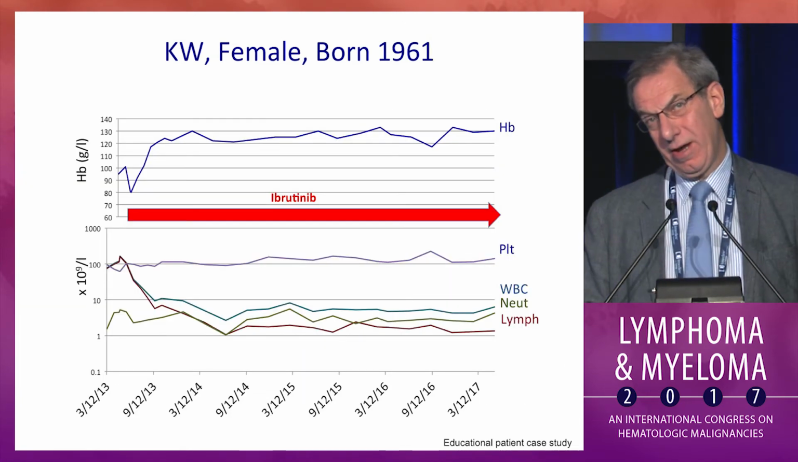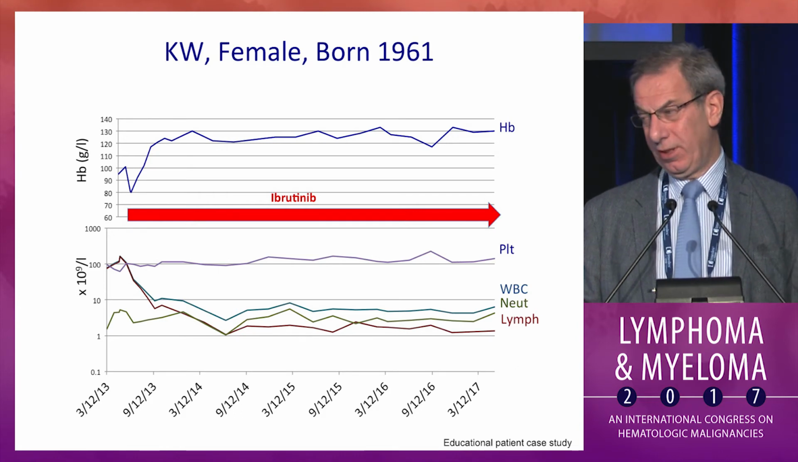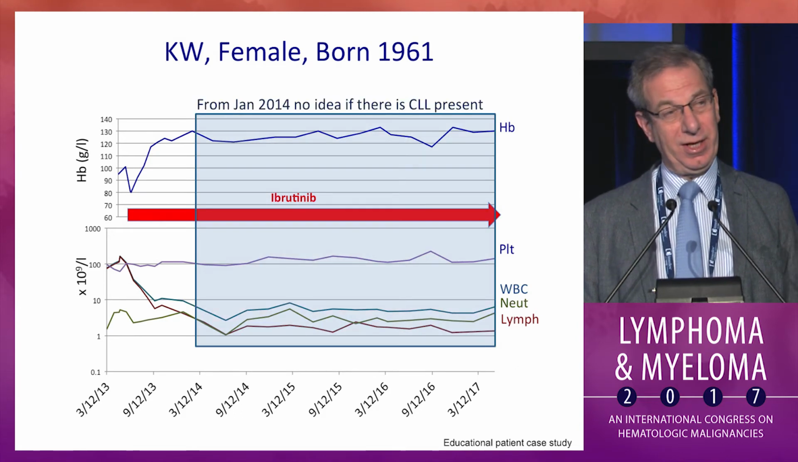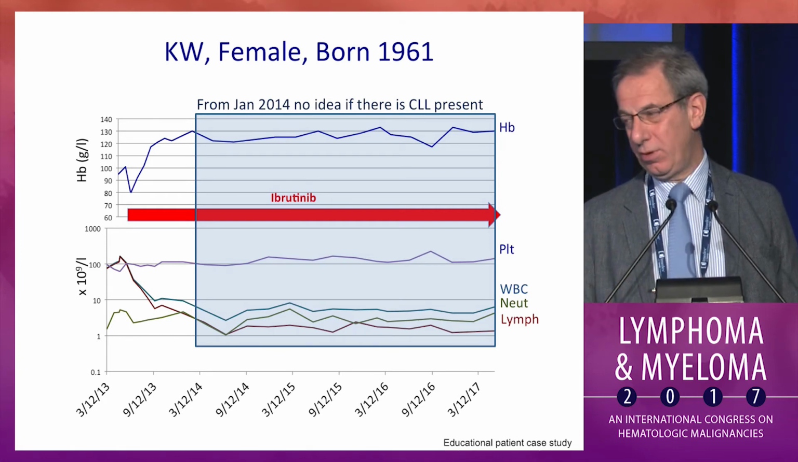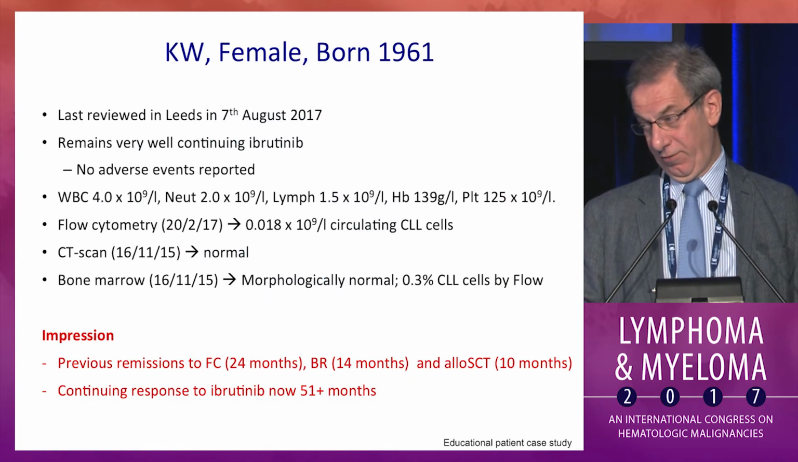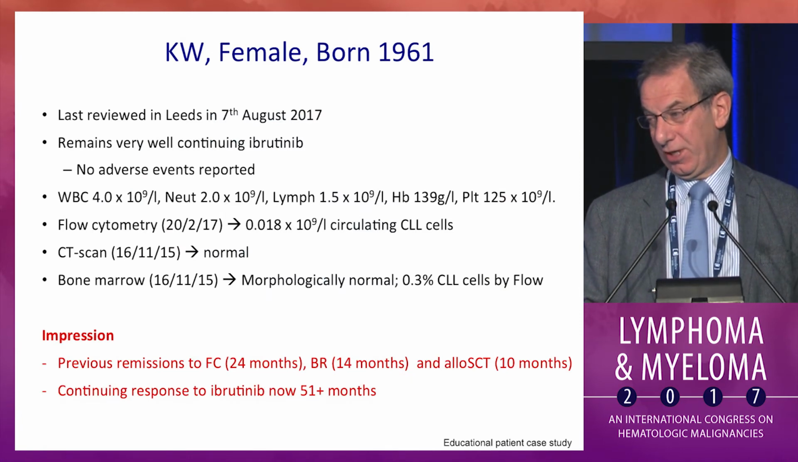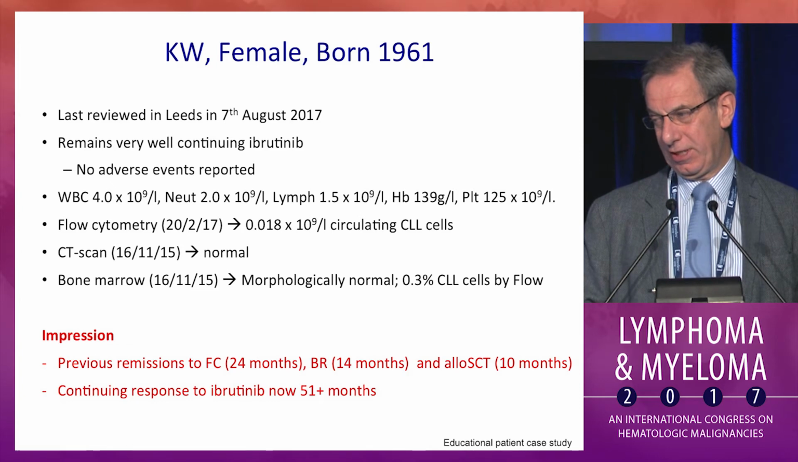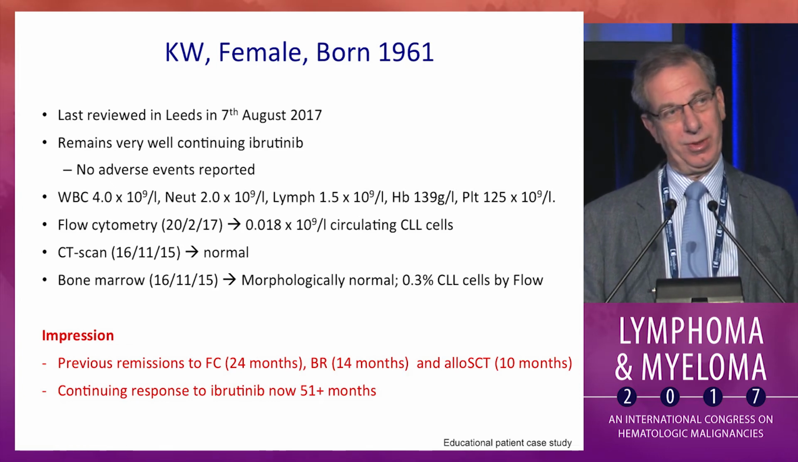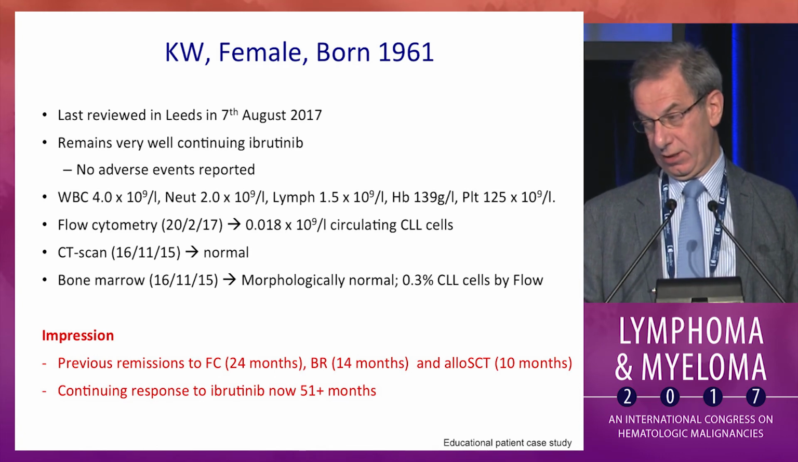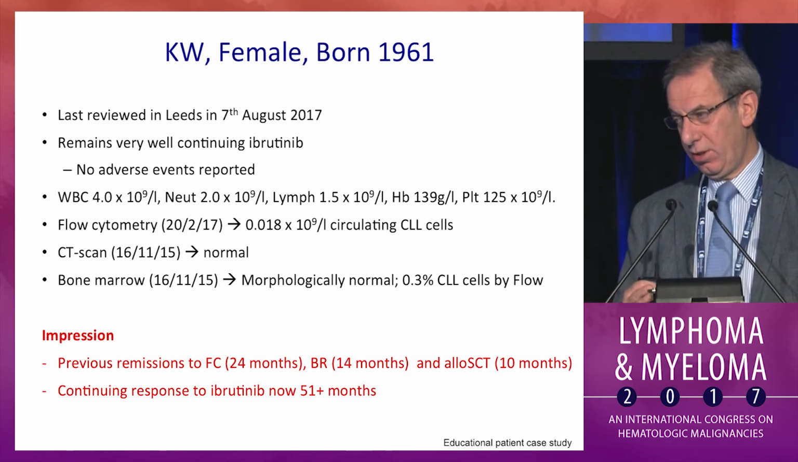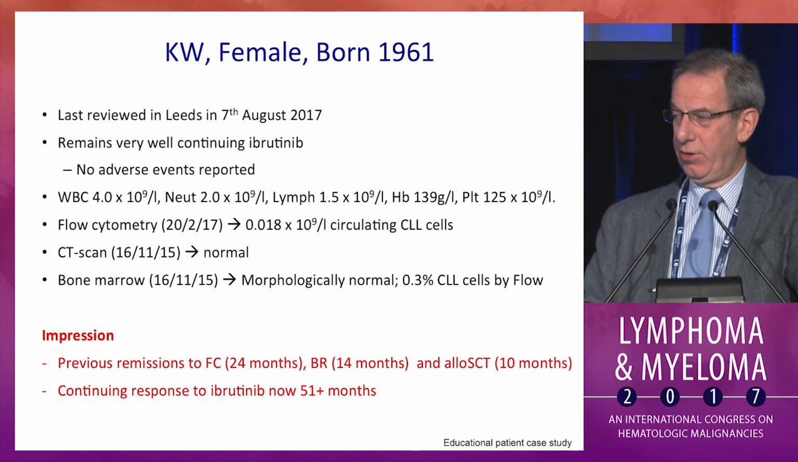This is her blood count. After 6 months, her blood count's normal, and actually, we've got no idea if she's got any CLL present from 2014 until now, because she's taken the therapy and she's well. If you look at where we are now, we last saw her just under 3 months ago. She's got a relatively normal blood count, slightly thrombocytopenic, but her circulating count's 0.018, and it's dropping down. So she's continuing to respond, and the rest of the disease is stable. The last marrow was almost 2 years ago, but low levels. So we can use MRD to look at the continuing response in patients.